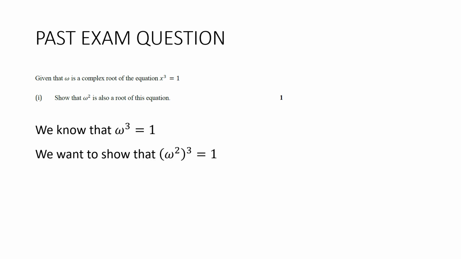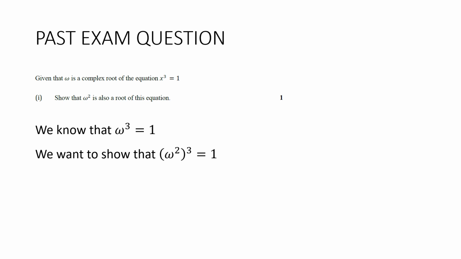Okay, let's finish up with this question. Given that omega is a complex root of the equation x cubed is equal to 1, part 1: show that omega squared is also a root of this equation. So we know that omega cubed is going to be equal to 1. What we want to prove is that omega squared all cubed is also equal to 1.